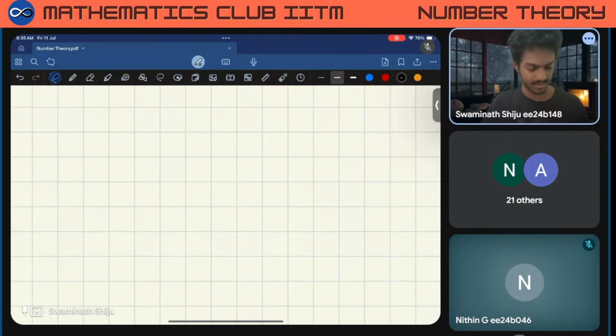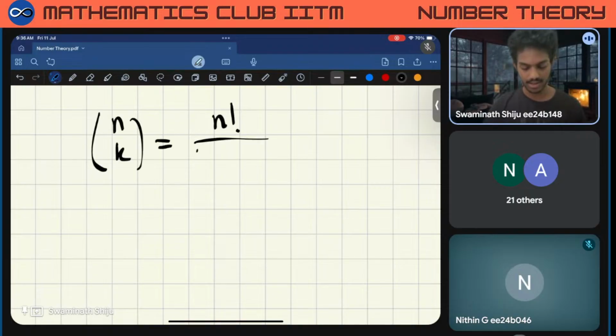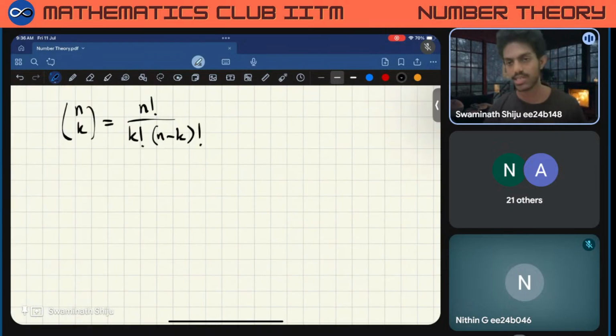So binomial theorem. First thing, I'm hoping all of you know what factorial is. This is our symbol for nCk. This is n factorial over k factorial times n minus k factorial. We'll be using this notation extensively. It's easy to write.